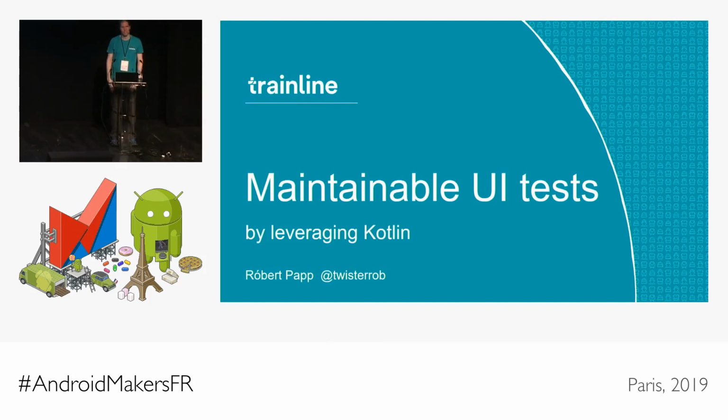Trainline is a company that sells tickets on behalf of train and coach companies, 220 of them actually, worldwide. We recently had the chance to review our UI tests and improve on them. And I will present what we came up with. Keep in mind that most of these are independent techniques, and you can apply them partially or in different contexts as well.